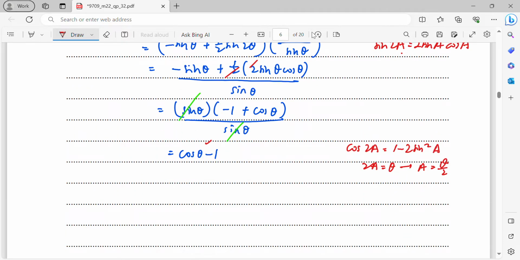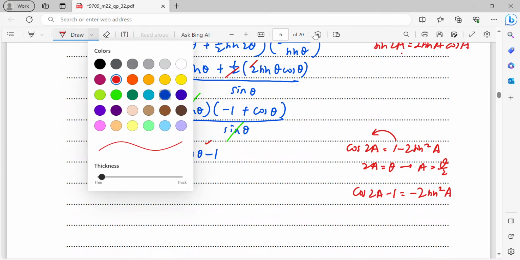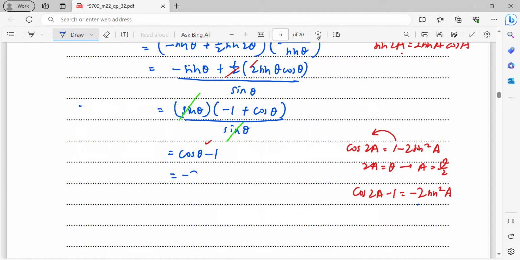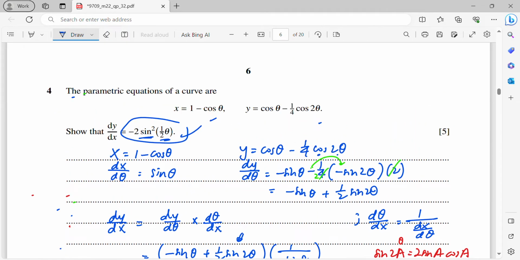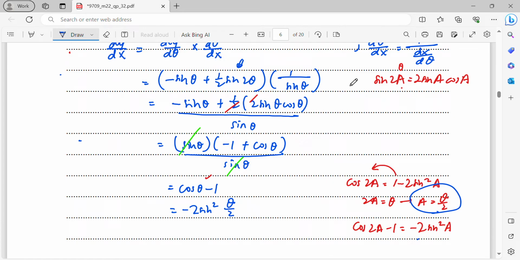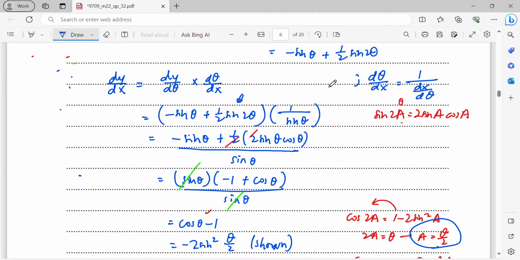Okay, now here, if I move the 1 to the left hand side, I will be getting cos 2a minus 1, which is negative 2 sine squared a. Then now I replace my 2a by theta. That means this is going to be negative 2 sine squared, my a is half theta. Okay, so it is exactly the same as the given answer. Alright, so this is the working for question number 4.